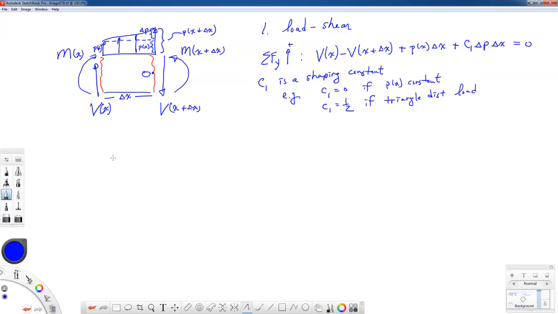Alright, so let's do our summation of forces in y and rearrange these terms right here. I want to lead off with V of X plus delta X as positive, so let's do that. I'm going to put all the V terms on one side, and everything else on the other side. So that would be P of X times delta X, plus the shaping constant times delta P and delta X. I'm going to divide through both sides of this equation by delta X.